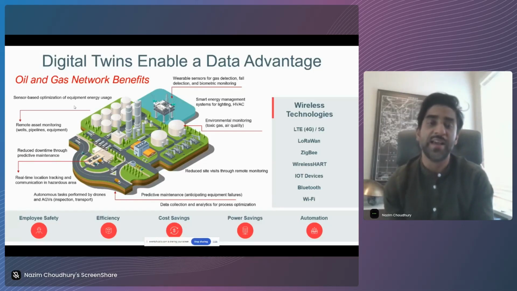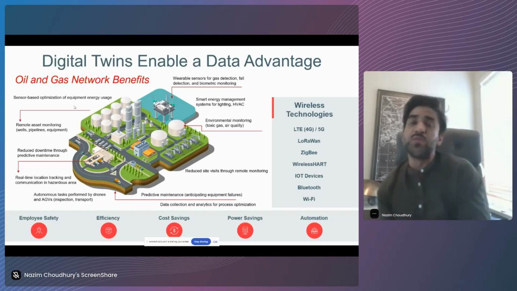employee efficiency and such. So we look at all these different use cases, and if I jump back to some of them, thinking about wearable sensors for gas detection. So again, employee safety, smart energy management for your lighting and your HVAC. Again, that goes down to efficiency. Reduce site visits and reduce truck rolls through remote monitoring. So especially when you look at the oil and gas industry, there are so many no-brainer use cases.